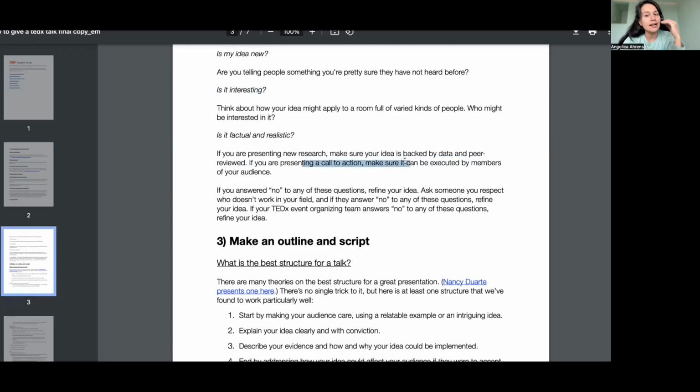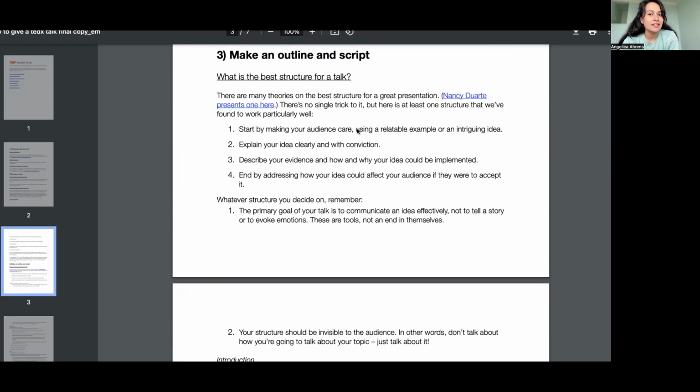You're presenting a call to action, make sure it can be executed by members of your audience. That being said, if you want to talk about policies that might be evidence-based or things that we can do on a day-to-day basis to improve something, that's awesome. This is an excellent piece of advice. You can ask somebody you respect who's not in your field if these areas have been appropriately represented in your talk for some feedback. It's always a great idea.